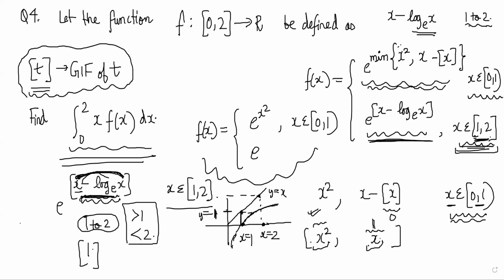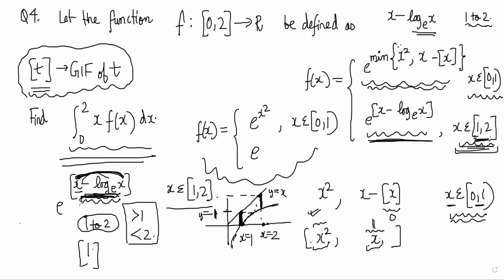Also, we have x minus log x as an increasing function. So the minimum value should be at the lower endpoint and the maximum at the upper endpoint. At the lower endpoint the difference is already 1, and since it is an increasing function, the difference will keep growing, and the maximum difference will happen at 2, right? But that value is also less than 2, basically, right?